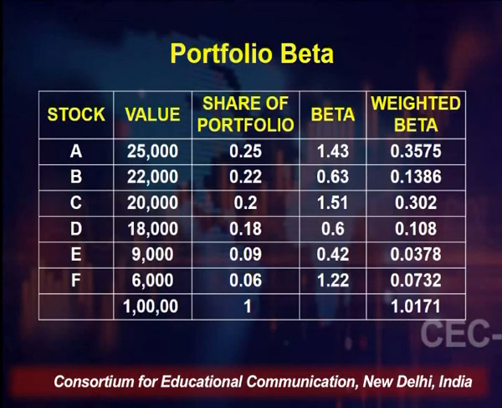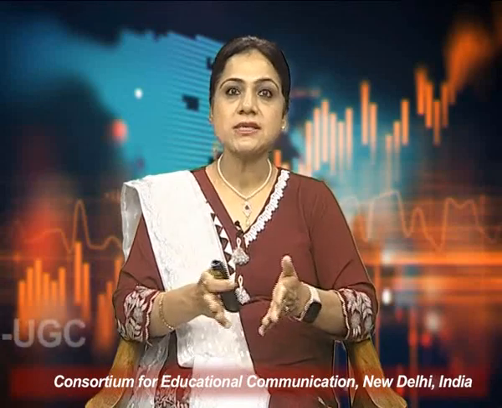1.0171. That means we have stocks which have very high beta, like 1.51, 1.22, 1.43, and we also have stocks in the portfolio which are less than 1. So when we create this portfolio, our entire portfolio beta comes out to be 1.01, which is nothing but representing the market. So this is how we calculate the portfolio beta.